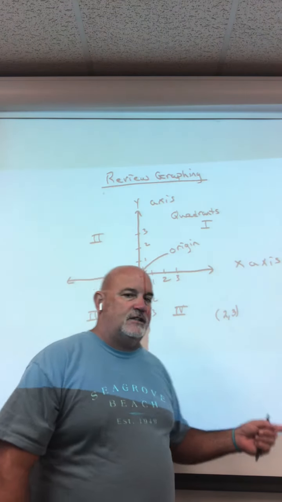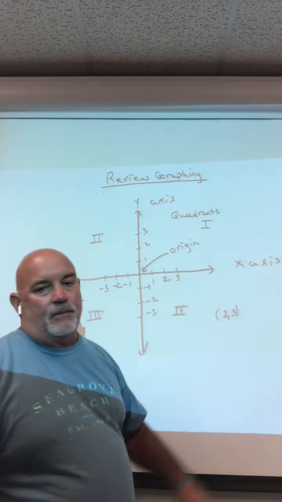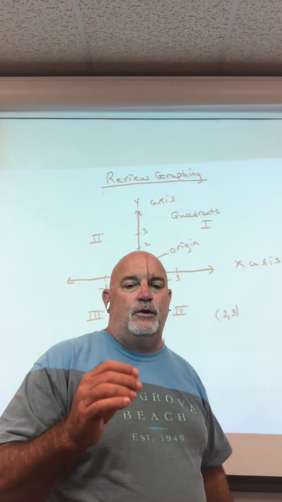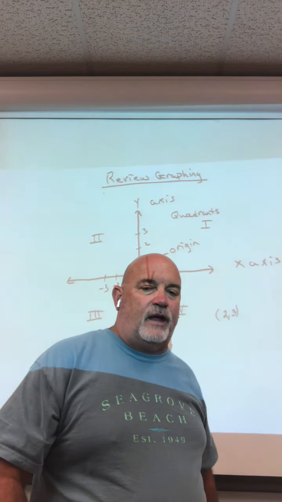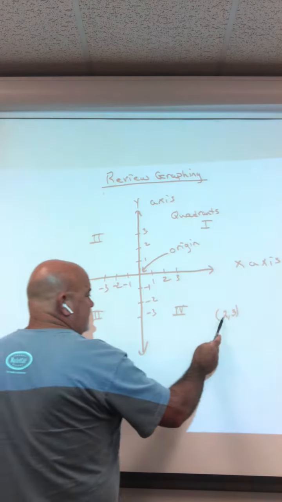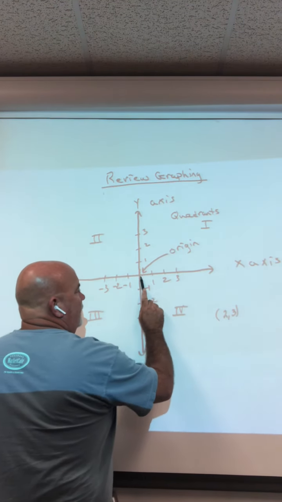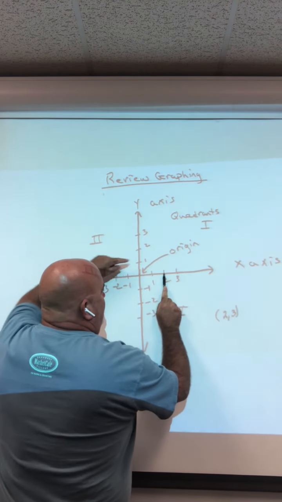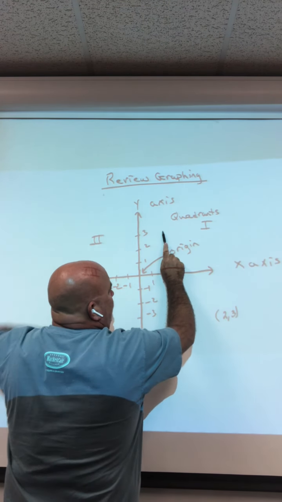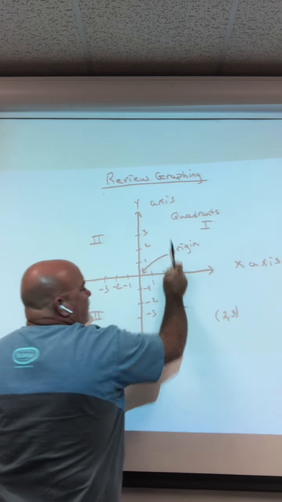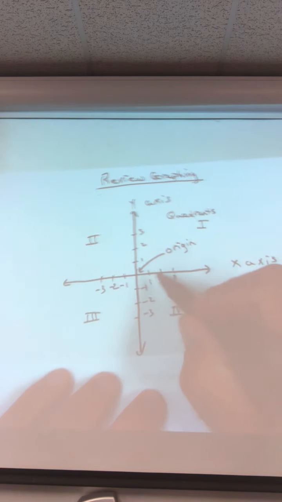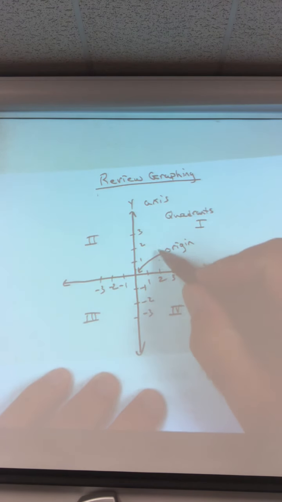So the first number tells you how far to move left or right. Second number tells you how far to move up or down. And then after you've made both of those moves, the point where you're located is where that point's located. So for instance, if I said, where is the point 2, 3 located? You would go 2 to the right, and then 3, 1, 2, 3, straight up. So right there would be the point 2, 3. It would be to the right 2, 1, 2, and up 1, 2, 3.